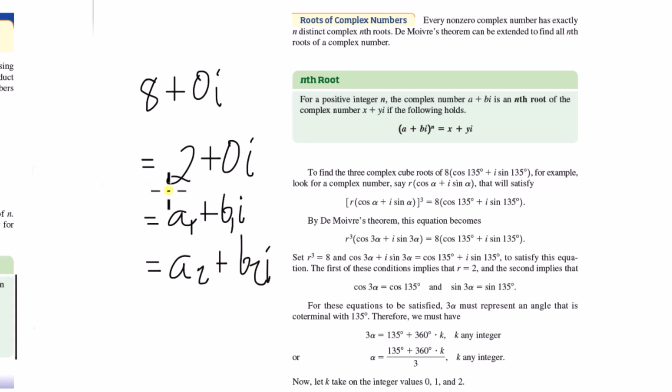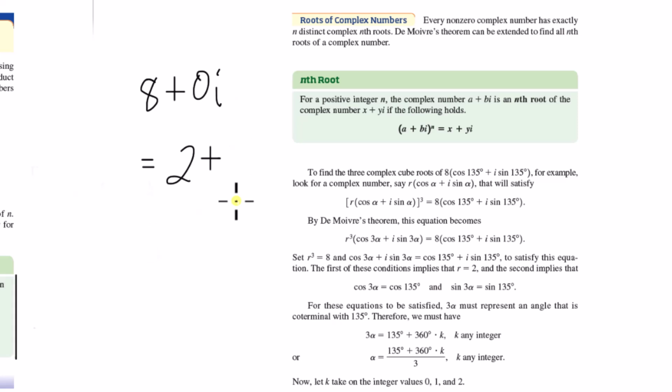But still, if you cubed these, like with De Moivre's theorem, you're going to get 8 plus 0i. And so that's a general rule that the nth root of any number in all the complex plane is going to have exactly n distinct roots.